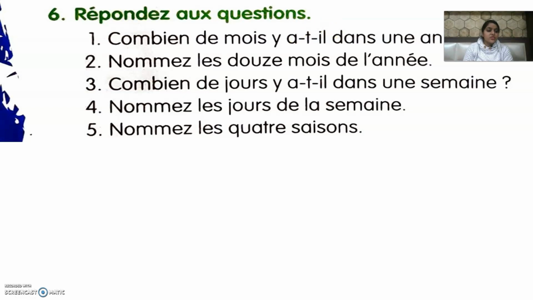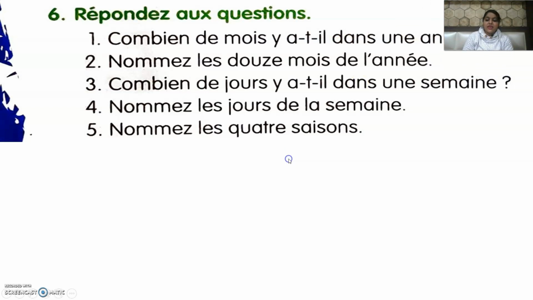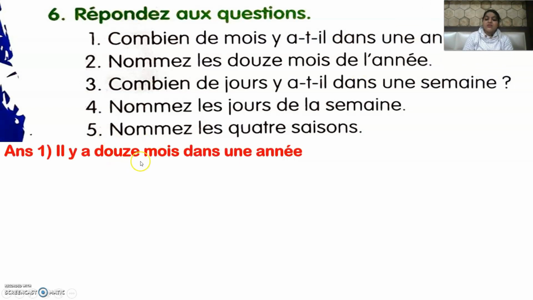So the very first question says, combien de mois y a-t-il dans une année? What does it mean? Combien de means how many? Mois means months. Y a-t-il means il y a, a way of writing il y a in the question form. So how many months are there dans une année, that means in a year. So we will reply by saying, il y a 12 mois dans une année, that means there are 12 months in a year.